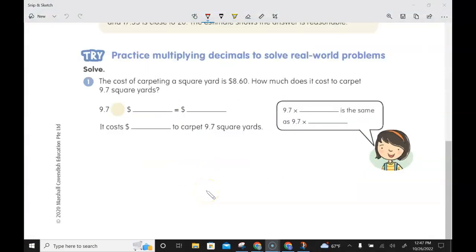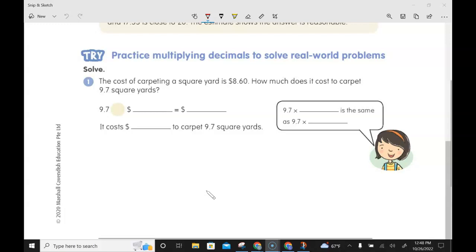So now let's flip over to page 145. We're going to take a look at multiplying decimals to solve real world problems. So we looked at adding and subtracting decimals. Now we're going to look at multiplying decimals. So on page 145, we can see that the cost of carpeting a square yard is $8.60. How much does it cost to carpet 9 7/10 of a yard?